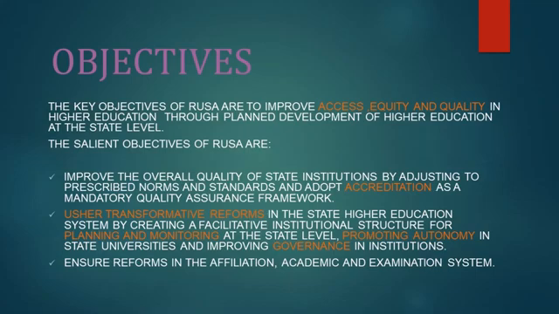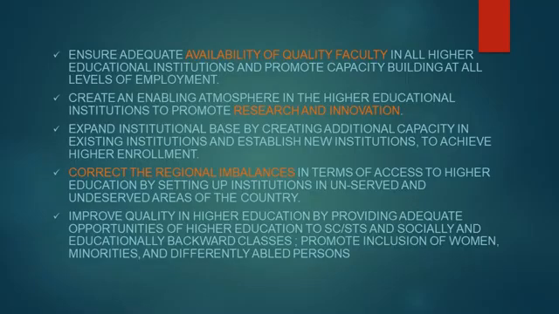Ensure reforms in affiliation, academic and examination system. By affiliation here we mean, we must have heard some colleges used to be affiliated to a particular university. For example, colleges A and B are affiliated to this particular university. Next is ensure adequate availability of quality faculty. So it not only focuses on the improvement of the students and institution, but also the quality of teachers. Create an enabling atmosphere in the higher educational institutions to promote research and innovation.